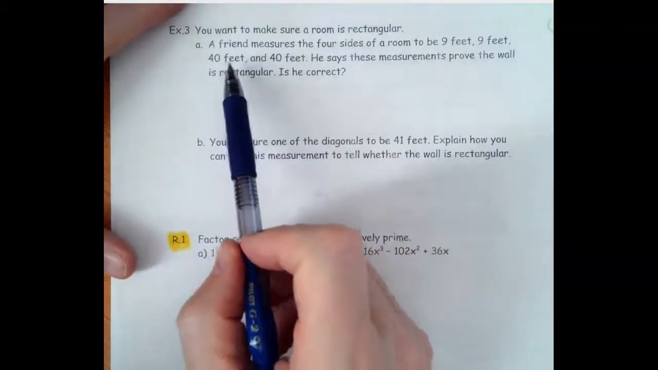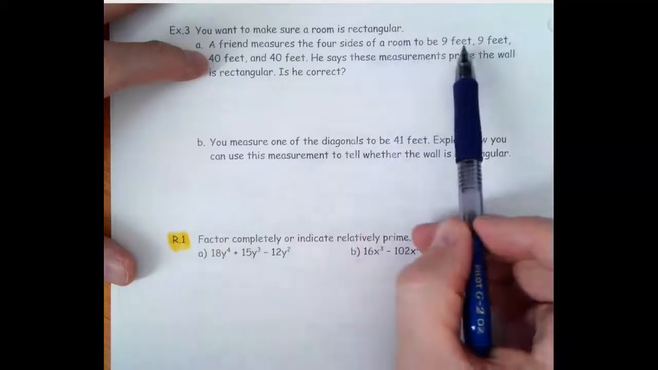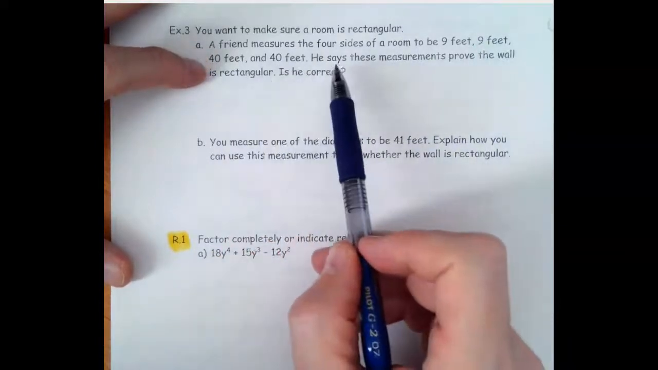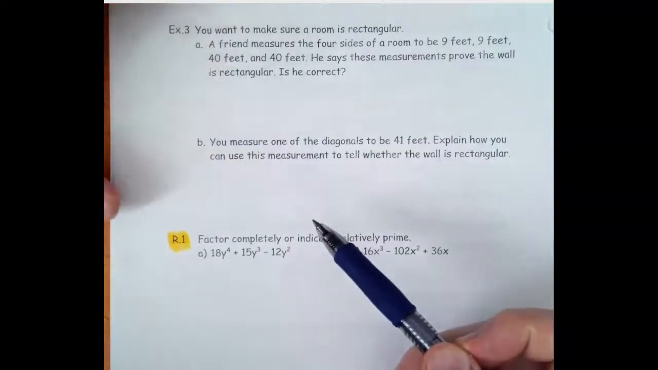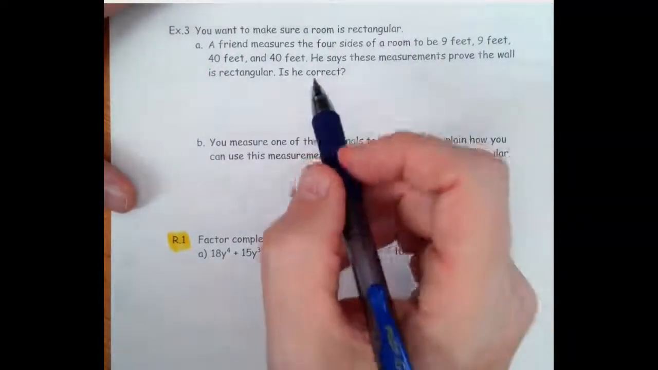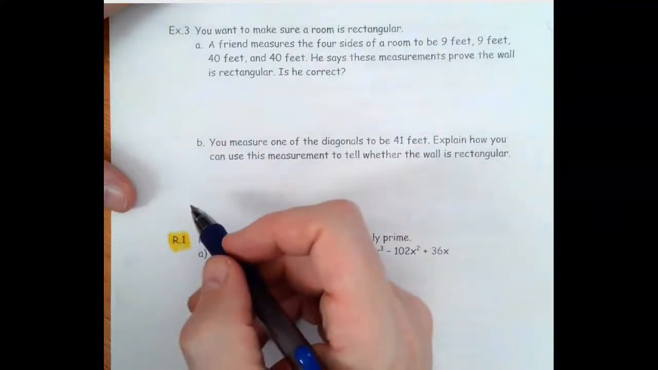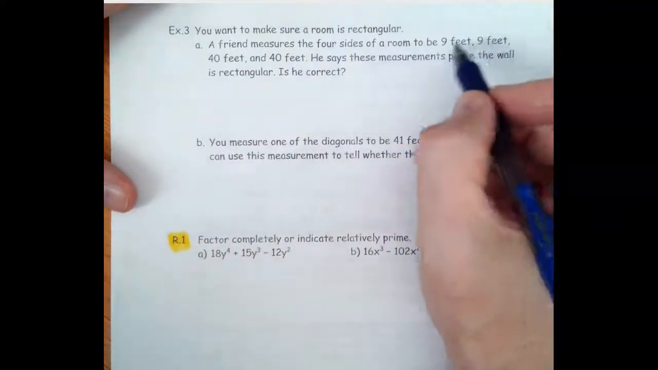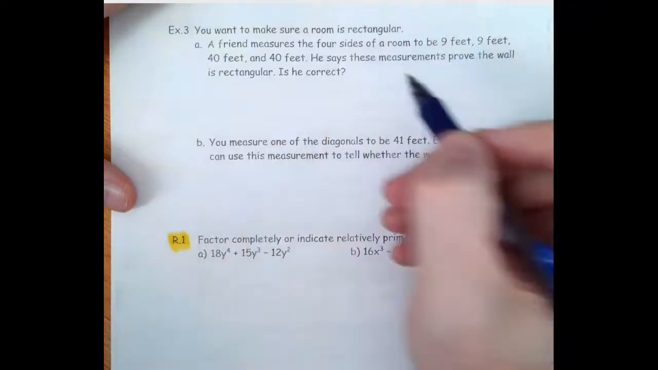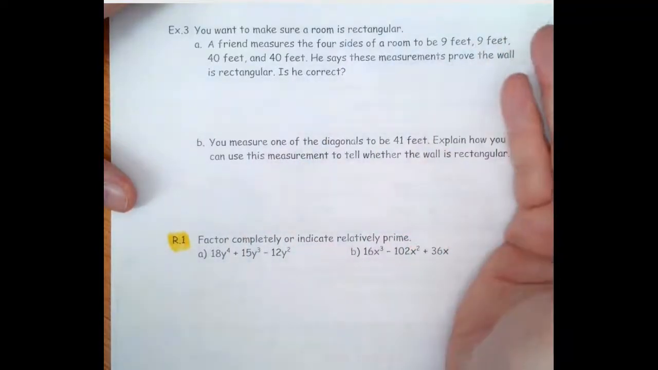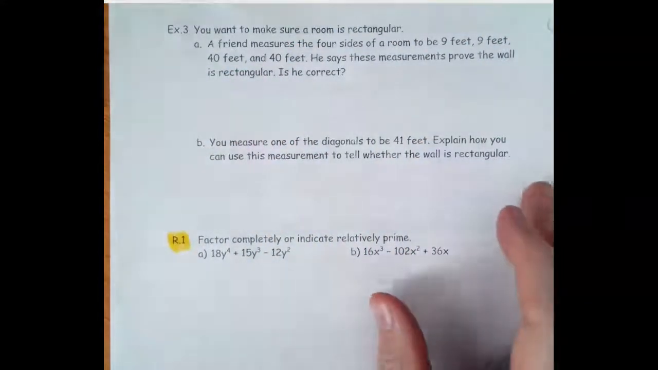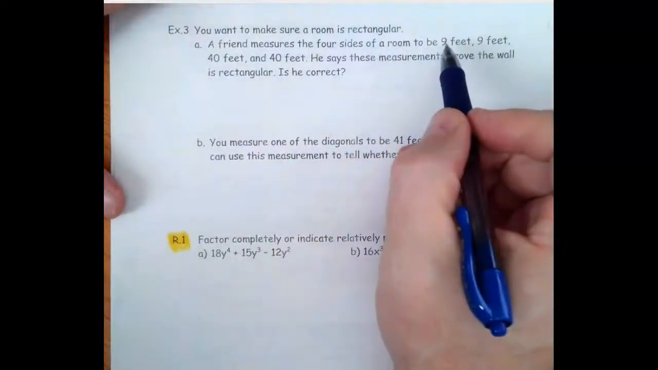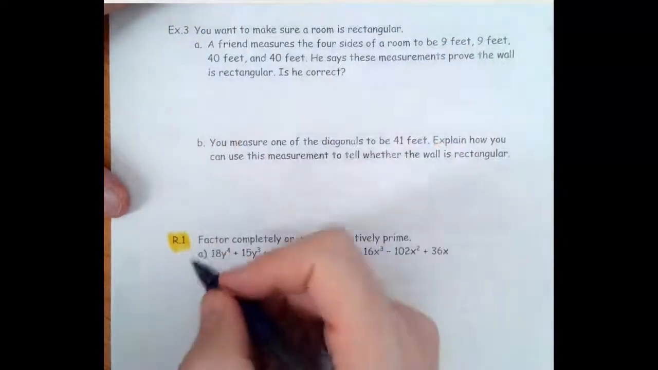something else. So your friend measures the four sides of the room to be 9 feet, 9 feet, 40, and 40 feet. And he says that proves that the wall is rectangular. Okay? So does that prove it's a rectangle just because you have two 9s and two 40s? Now, I assume that the two 9s aren't in a row because that would make it a kite. So hopefully that would be pretty obvious, especially if it was 9 and 40. If the two 9s were in a row and then the two 40s were in a row, that definitely wouldn't be a rectangle. So I'm assuming it's 9, 40, 9, 40.